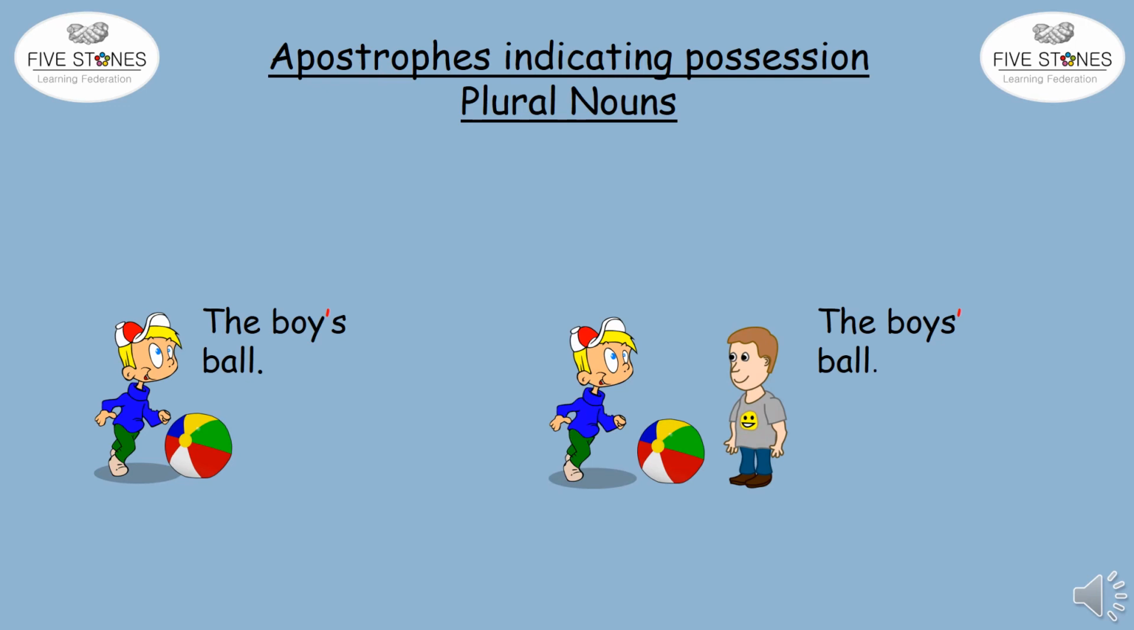Apostrophes indicating possession, plural nouns. In the first one, the boy's ball, we see the apostrophe is indicating that it's singular because the apostrophe comes after the word boy. In the second one, where we've got more than one boy owning the ball, the boys' ball, the apostrophe comes after boys to show that it's got more than one owner.